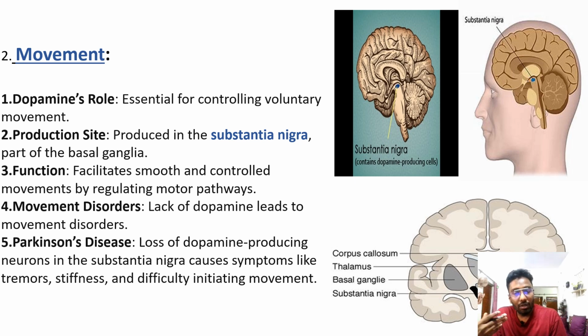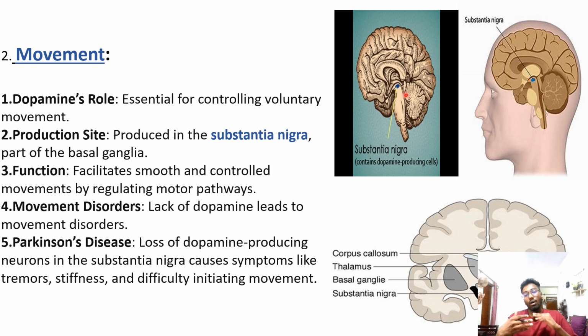So we learned about the dopamine released from the nucleus accumbens, which is crucial for reward and motivation. Now let us explore how dopamine is related to movement. Dopamine is essential for controlling voluntary movement also. And where is this dopamine released from? In the midbrain, part of the basal ganglia, there is a region called the substantia nigra. This blue thing is the substantia nigra. The substantia nigra produces dopamine, which is responsible for movement, facilitating smooth and controlled movements by regulating the motor pathways.